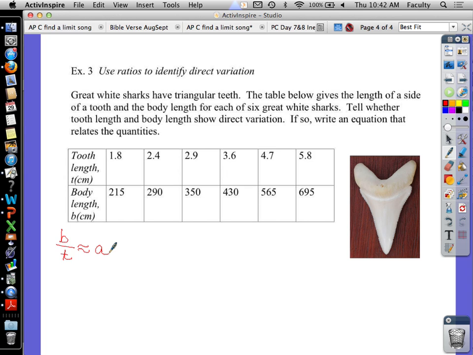So here's what I want you to do. Take out your calculators. And we're going to divide the body length by the tooth length. So we're going to take 215 divided by 1.8, and I got approximately 119. Again, I took 215 divided by 1.8 and got approximately 119. So go ahead and do the remaining division where you take body length divided by tooth length.